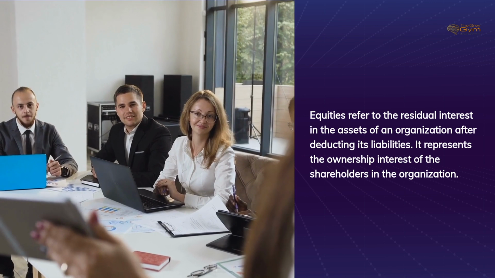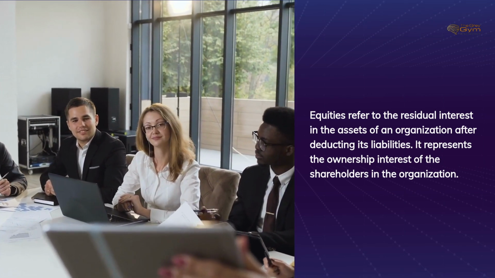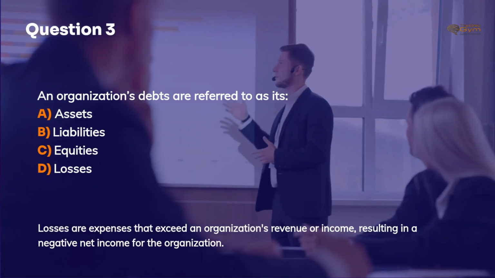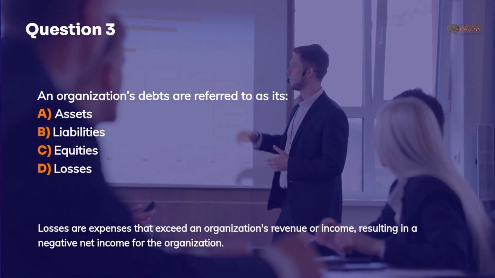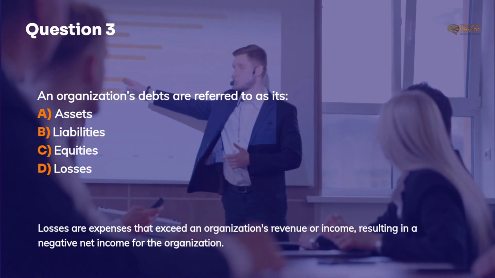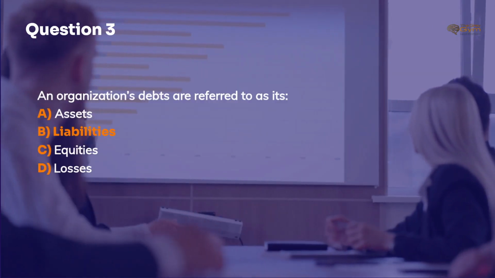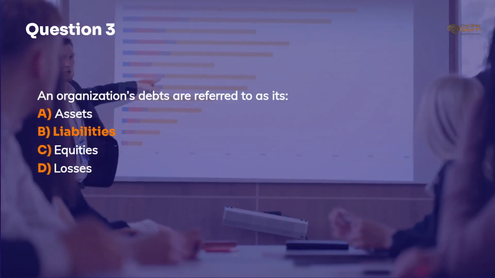It represents the ownership interest of the shareholders in an organization. Losses are expenses that exceed an organization's revenue or income, resulting in a negative net income for the organization. Therefore, the correct answer is option B, liabilities.